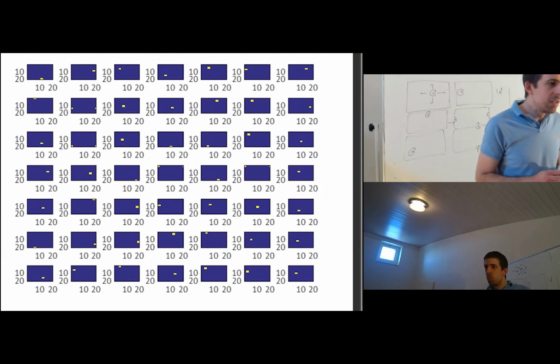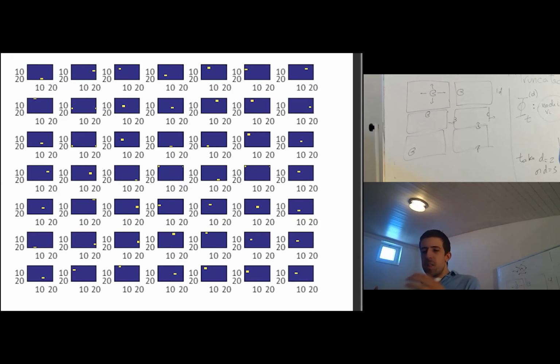Now, the question is, what is the geometry of this data set? Again, this is some weird manifold in dimension, in this case 400, because we just have 20 pixels by 20 pixels. And now we ask, what is the geometry of this?